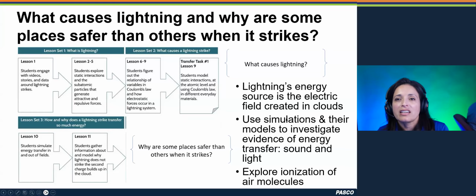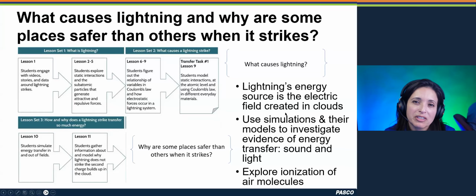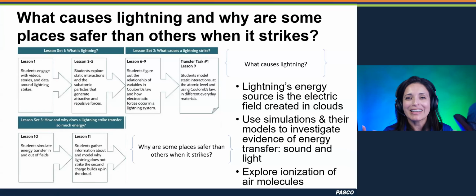In this lesson set, we're also figuring out that when an electric field is strong enough, it can rip electrons off nearby air molecules. And these ionized channels of air, that's what branches out. That's the path that the electrons move through. That's how they get through so quickly and produce that bolt of lightning that we see. So we know a little bit more about lightning, but we still don't know why some places are safer than others.